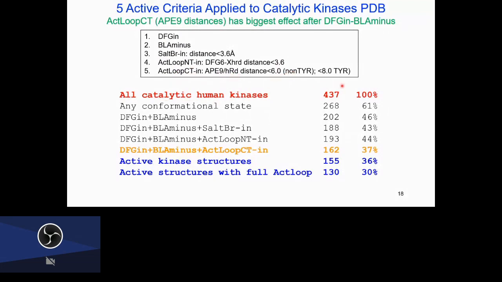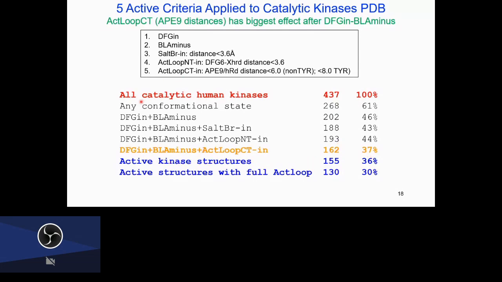So there are 437 catalytic kinases, and only 268 are in the PDB at all. 202 of those 437 are BLA minus. But if we start applying the different criteria, especially that C-terminal criterion on the APE9 residue, only 162 of those 437 are actually in the PDB in an active form, or at least satisfy that requirement.